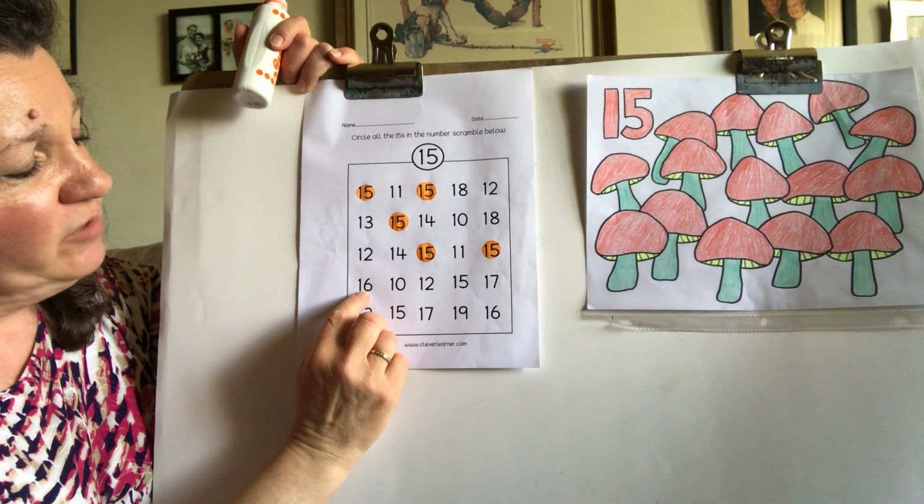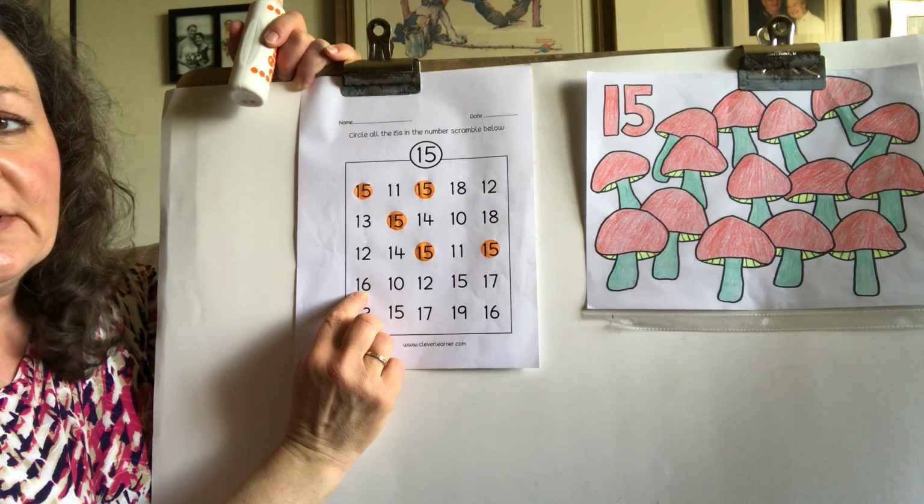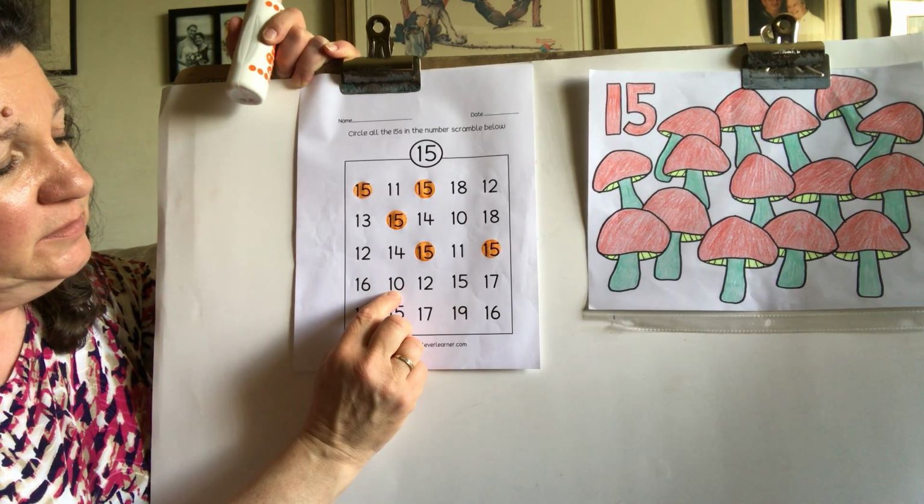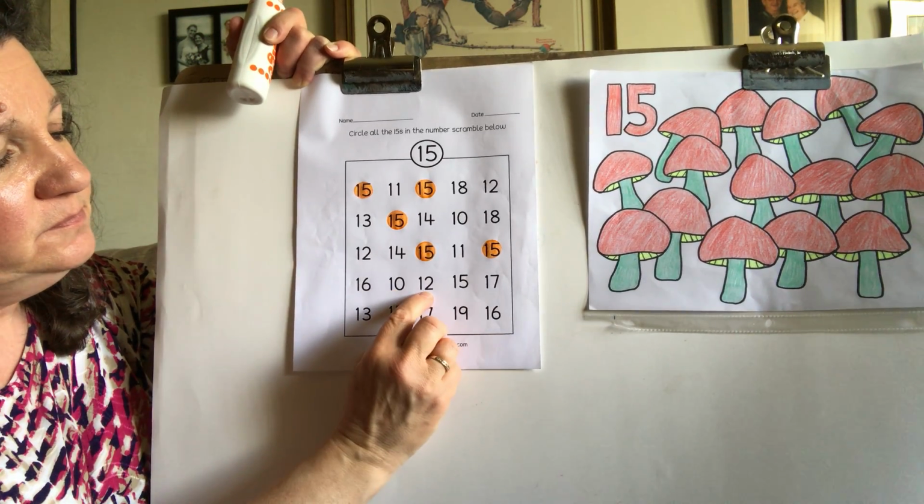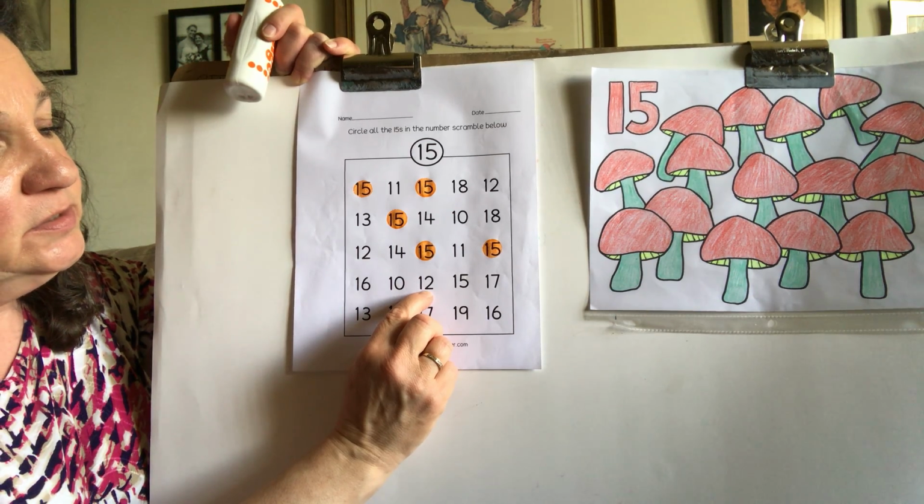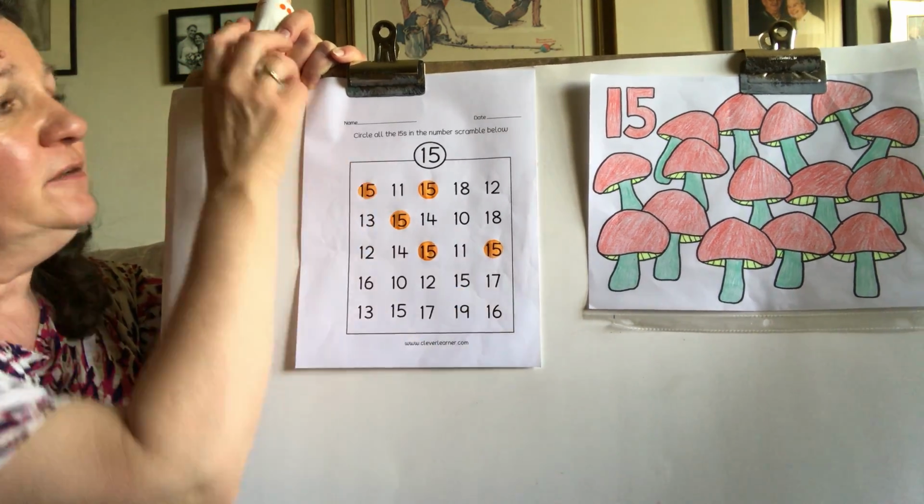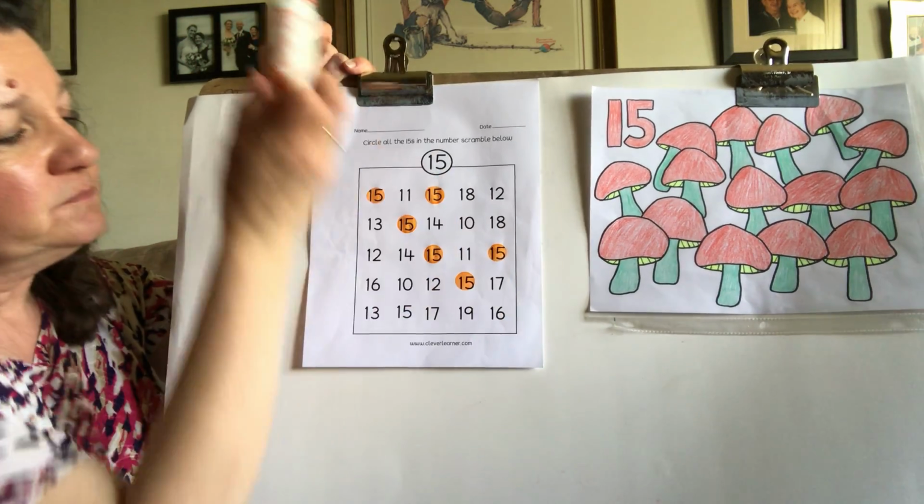Come down to our next row. This is the number 16. Okay, we're going to do that on our next paper. How about this one? That's a 10. Remember that number? 12. What is that? 15. Very good. Put a mark on there.